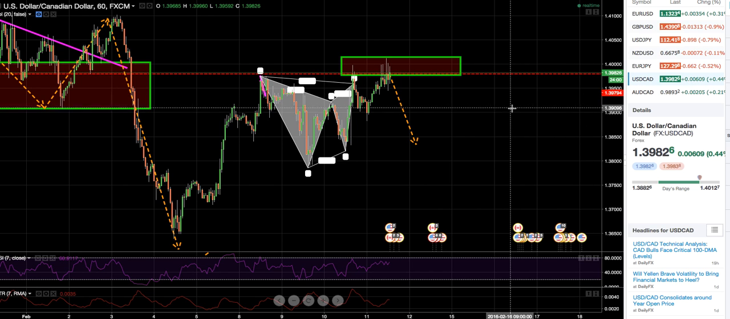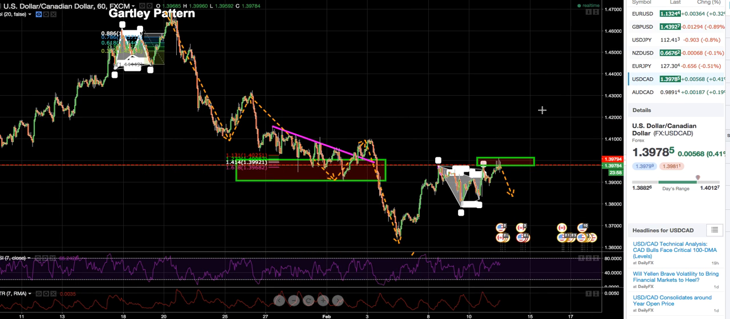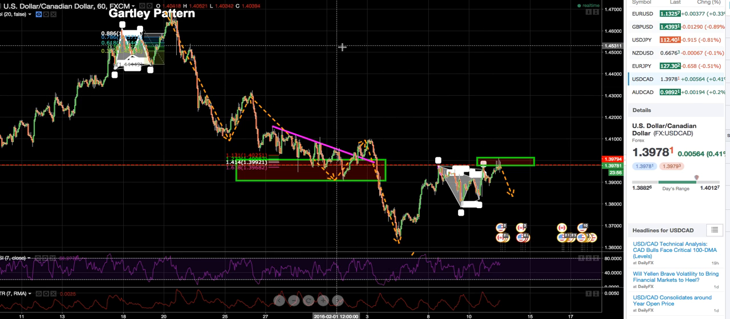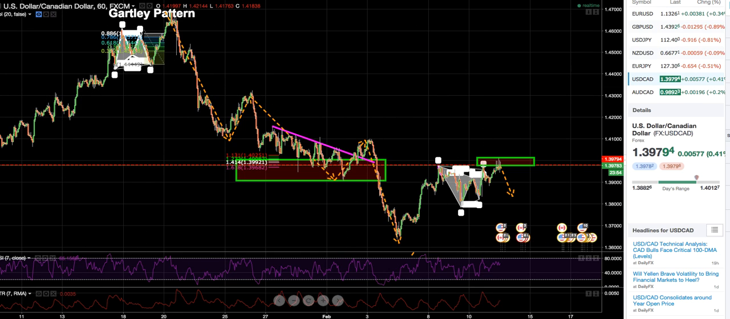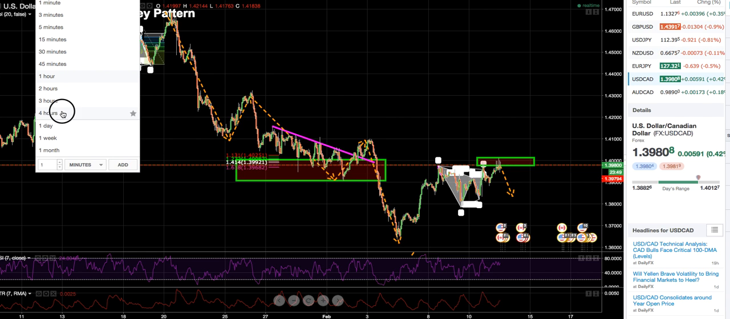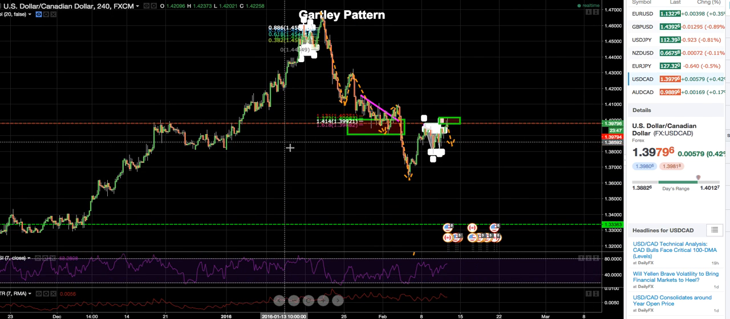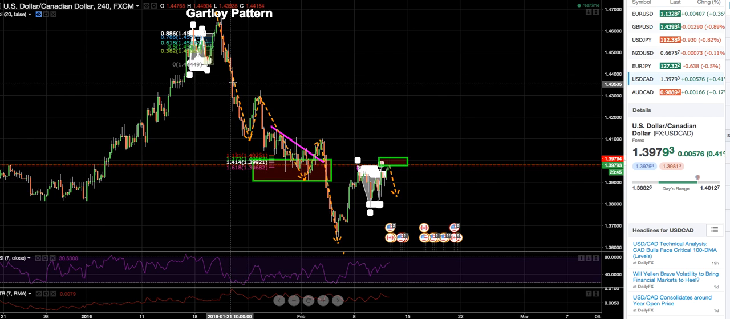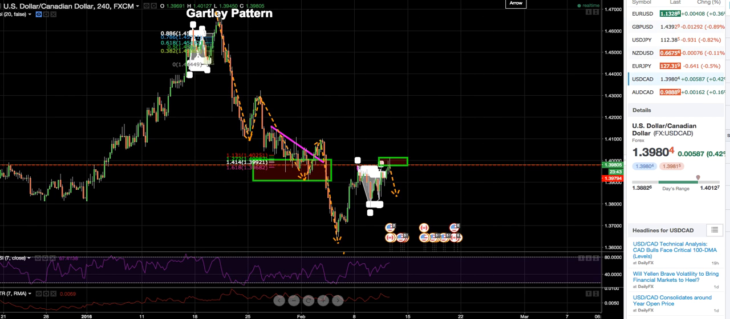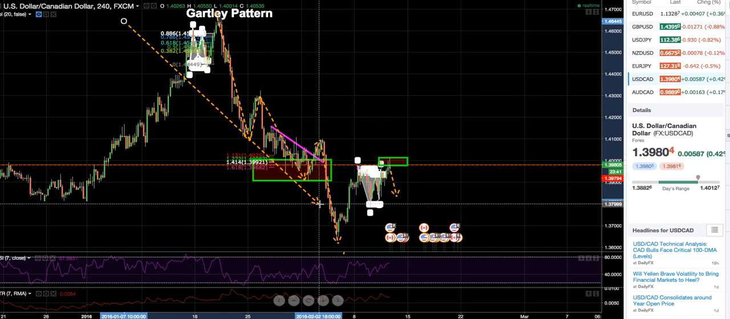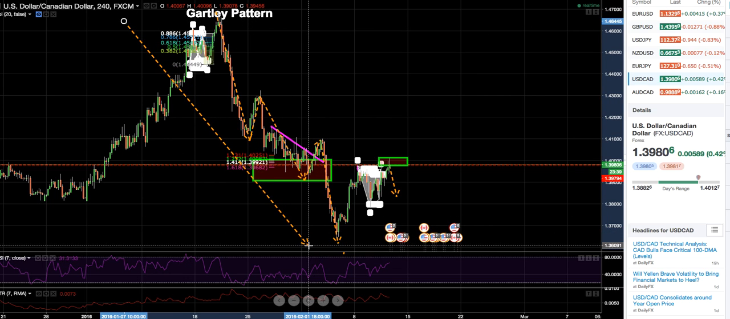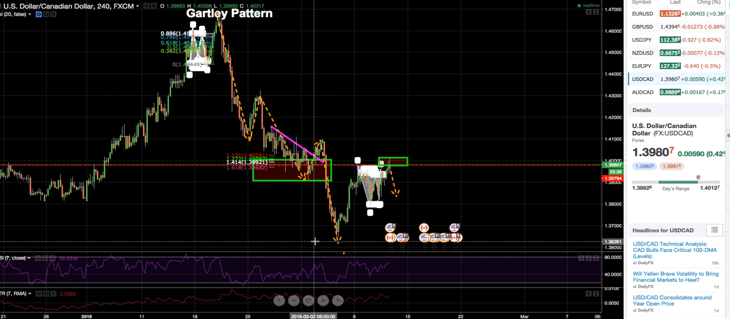So let's check out, and of course this is interesting. I just gotta keep on this US dollar CAD because it's so interesting. Let's check out the higher time frames. Can you see how the market is obviously in a downward spiral on the higher time frame, right?